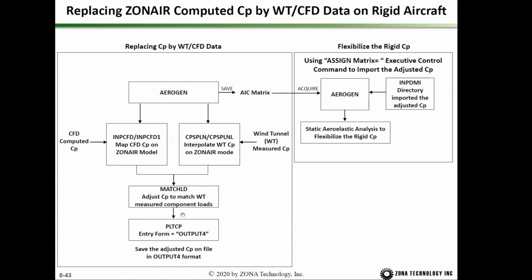After that, you can store this CP using the plot CP card with form equal to output 4 into a file. Later on, if you want to do flexible loads, of course you want to import the structural finite element solution using an assign matrix executive control command, and then you import the adjusted CP by the IMP DMI card, with the file name generated by the plot CP card, and then you have the adjusted CP on the rigid aircraft.